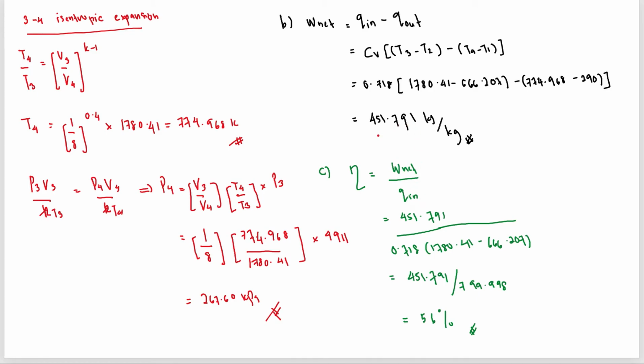Next question is thermal efficiency, and the formula is W net over Q in. So I get the W net here, the value is here, and Q in is Cv (T3 minus T2). Please don't forget to put Cv here. Then the thermal efficiency is 56%.